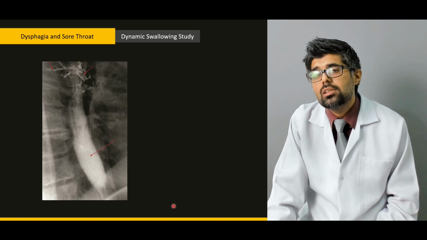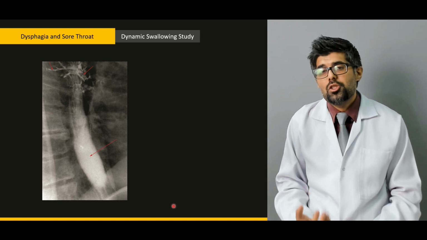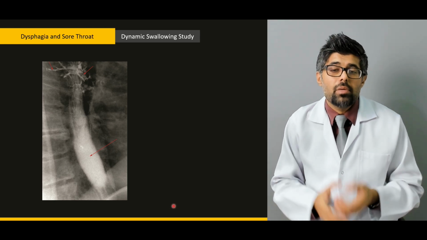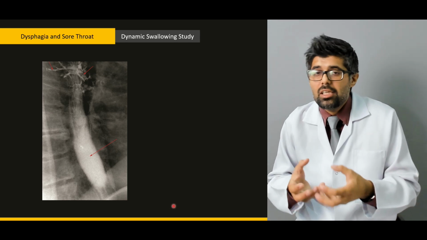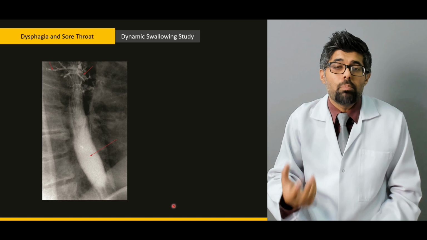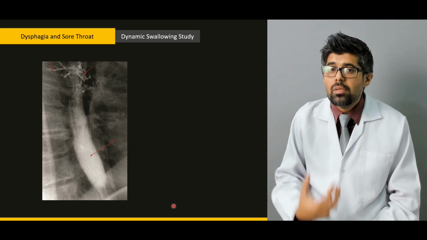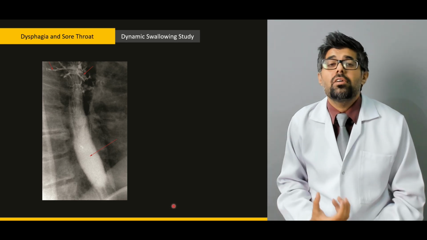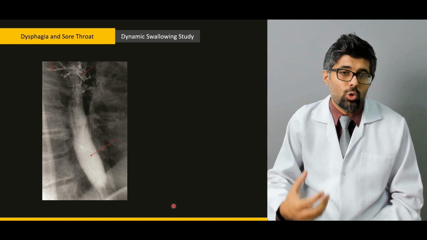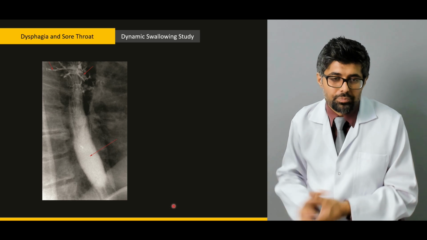Now, how is it imaged? It is imaged by what is called a dynamic swallowing study. What happens is that the patient drinks barium. Barium is a radiopaque element, and it is then captured onto radiographic films.